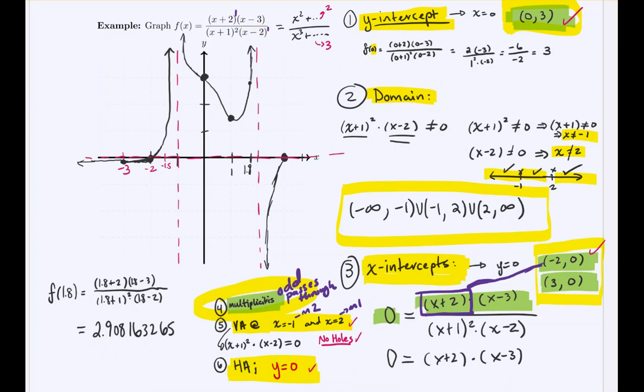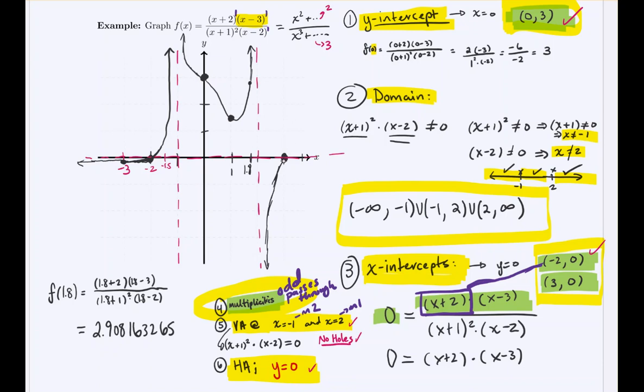So looking at our expression, x-intercepts occur when the whole expression goes to 0, which only happens when the top is equal to 0, and specifically when x is 3, this term goes to 0. What's the multiplicity? The term only occurs once, so the multiplicity is 1. That means we're going to have a pass-through behavior.